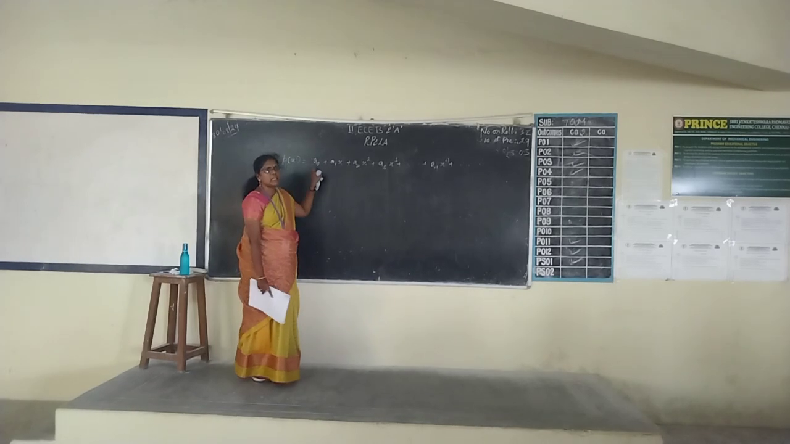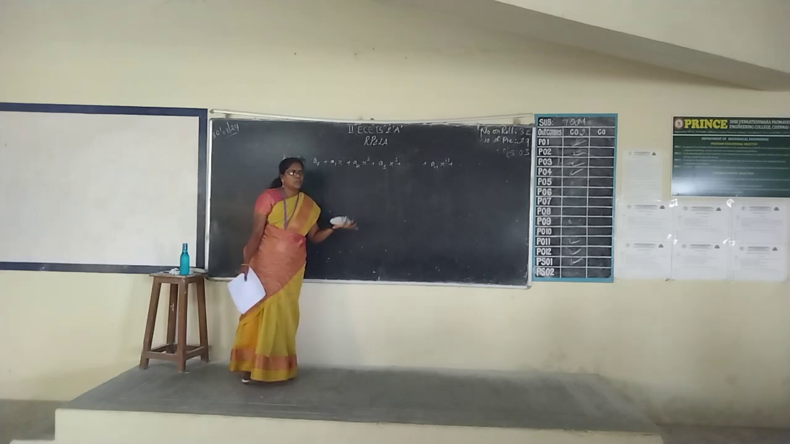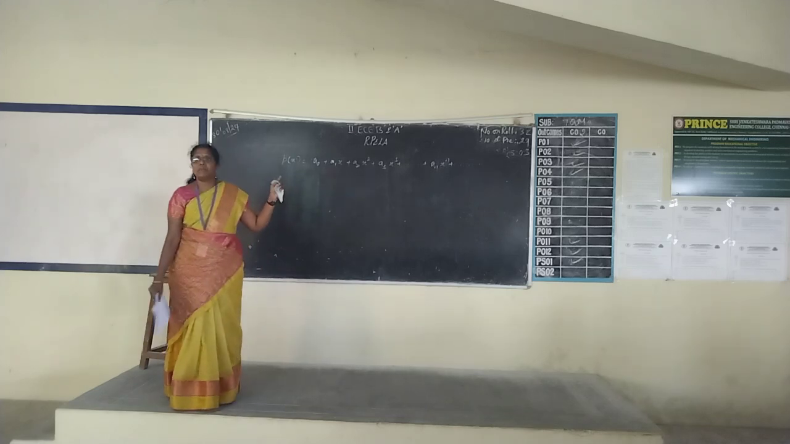Okay, if you write it only up to degree 1, it is called linear. If you write it up to degree 2, quadratic. Degree 3, cubic equation. But this is the general form of writing any polynomial.